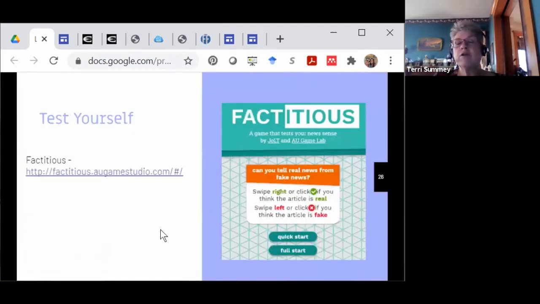This is a fun game where you can test yourself. Factitious. You can actually just do a Google search for Factitious and the game will come up, where you can go through and you can swipe right if something is true, swipe left if it's not, and you will get a score.